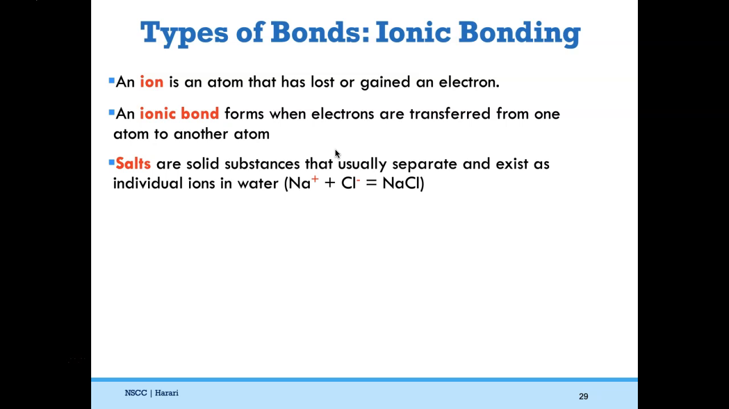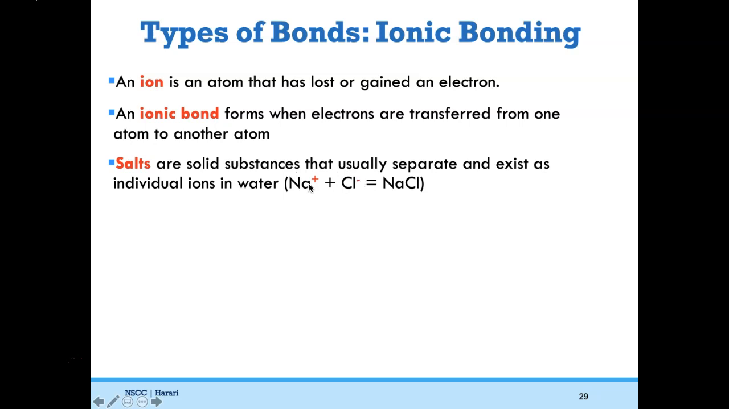So salts are solid substances that usually separate and dissolve as individual ions in water. Sodium chloride, NaCl, is normally a solid substance at room temperature when it's dry. And when you put that in water, the Na and the Cl ions both separate. The sodium has a positive 1 charge, and the chloride has a negative 1 charge.